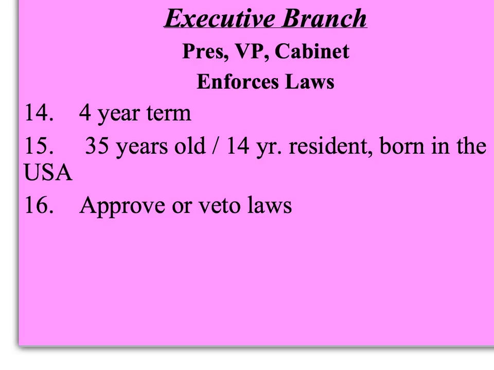Article 2 of the Constitution talks about the executive branch. The executive branch is the president, the vice president, and the cabinet. The president and the vice president and the cabinet make up the executive branch. And the cabinet are the secretaries. There's 15 men and women who make sure that the laws are carried out.